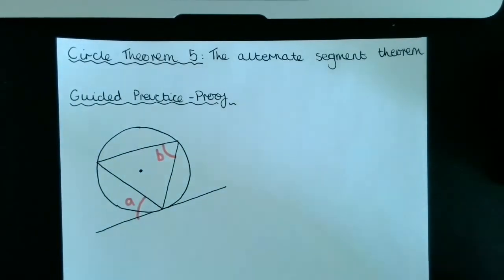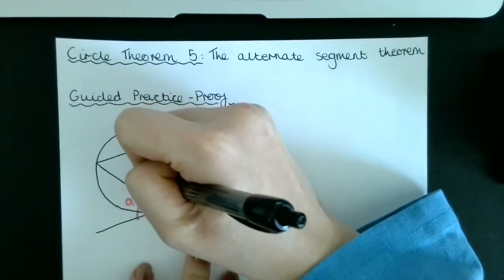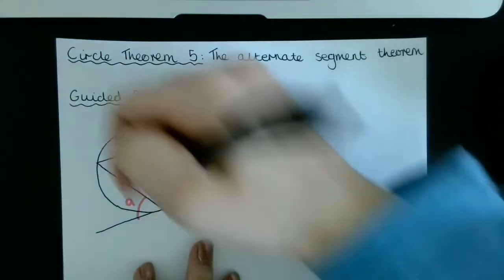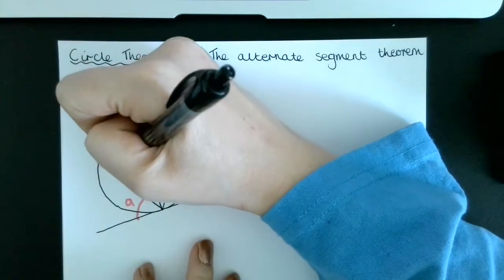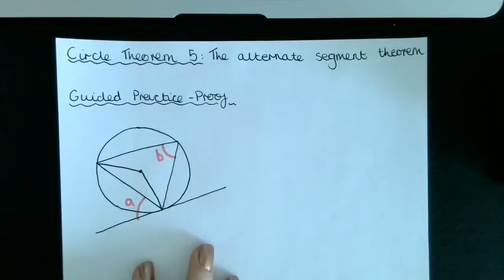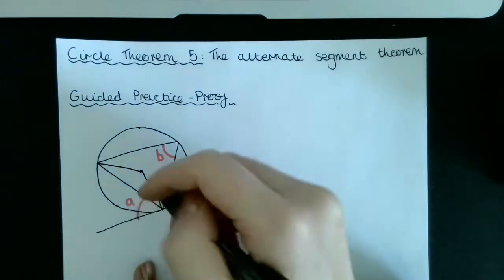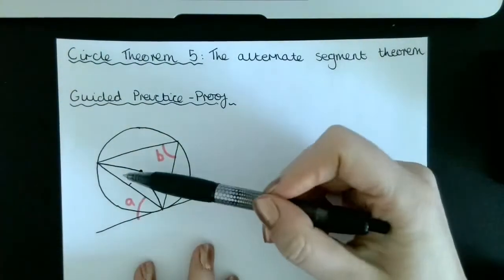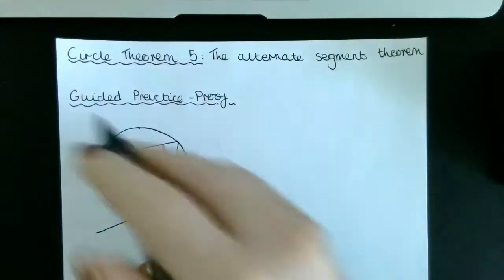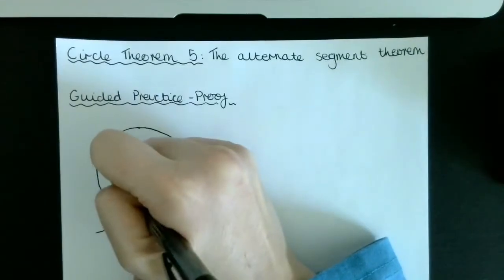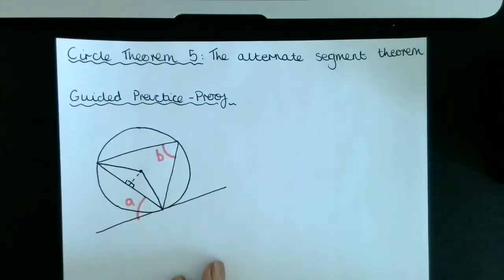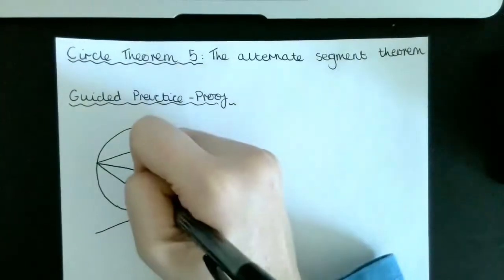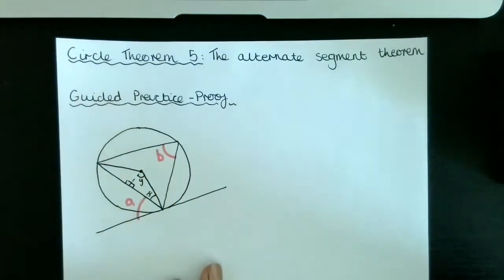I'm going to start this proof by drawing a radius from the centre to that point on the tangent and from the centre to the corner of the triangle there. I'm going to split this in half and I've made two right angle triangles here. So I've got a right angle there and a right angle there. I'm going to label this angle here angle X and this angle here angle Y.